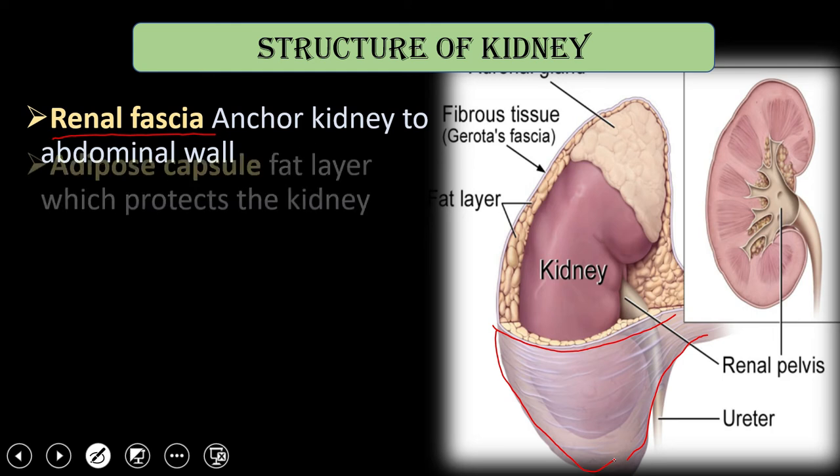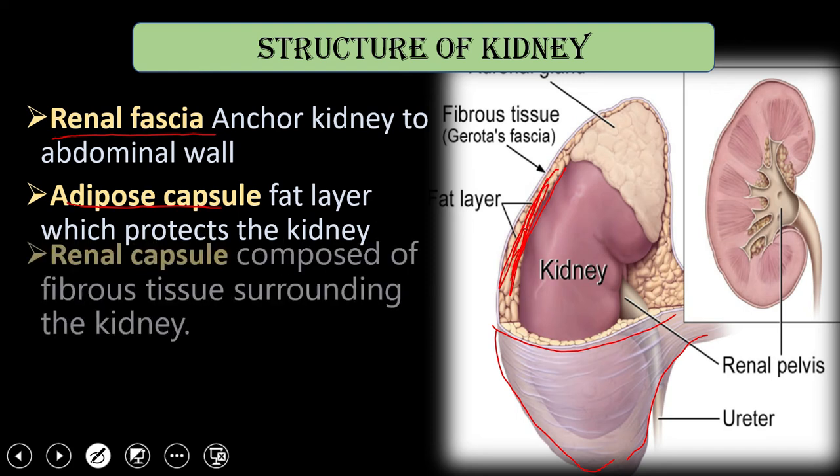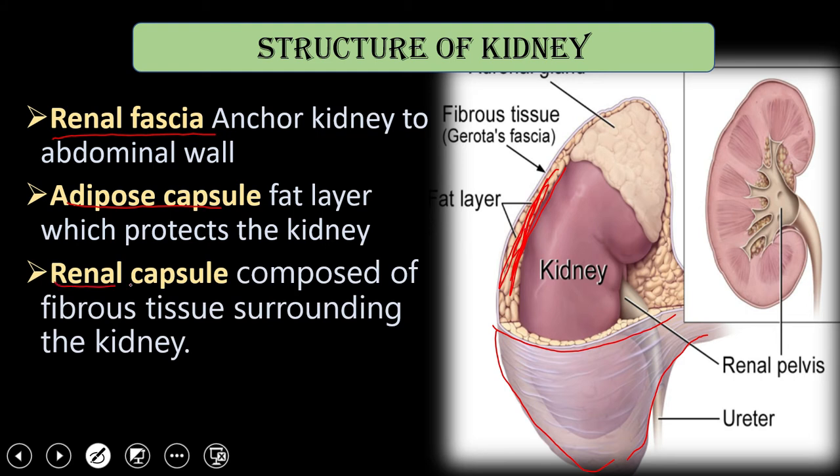Inner to the renal fascia, there is the adipose capsule, that is a fat layer. You see, this fat layer is present below the renal fascia, which again provides protection. The most inner layer is the renal capsule, which is composed of fibrous tissue. It is a tough, fibrous, reddish-brown colored layer which surrounds the kidney. So three layers are present over the kidney.